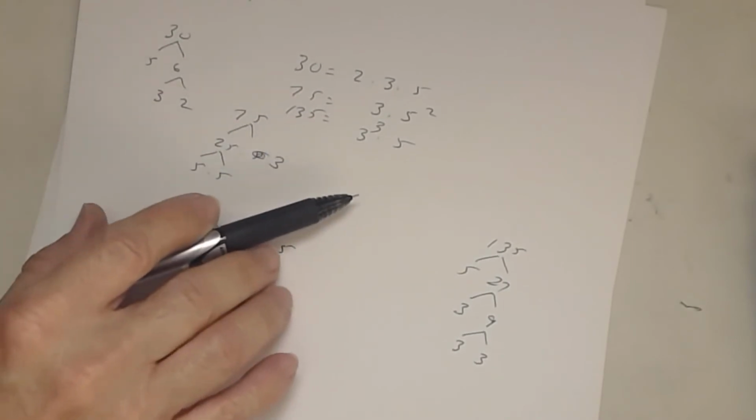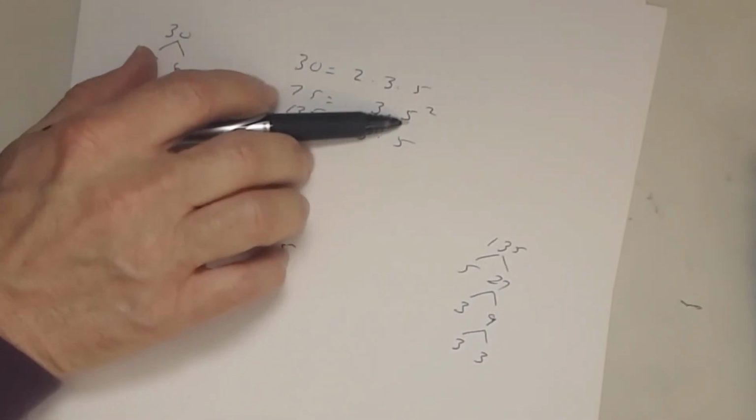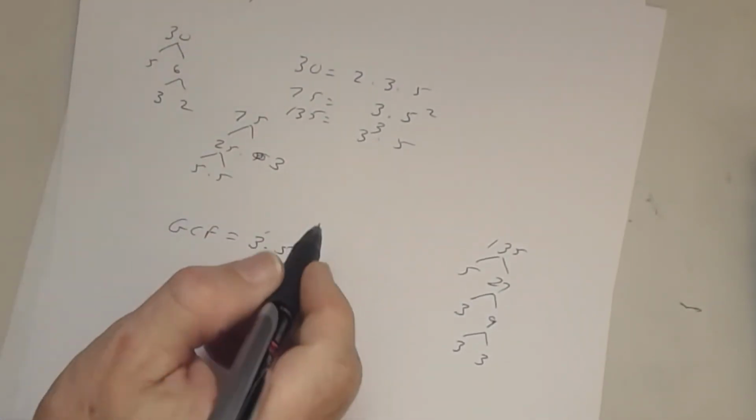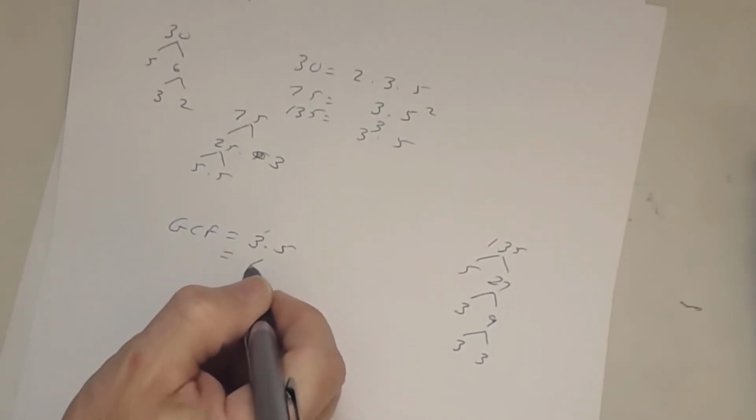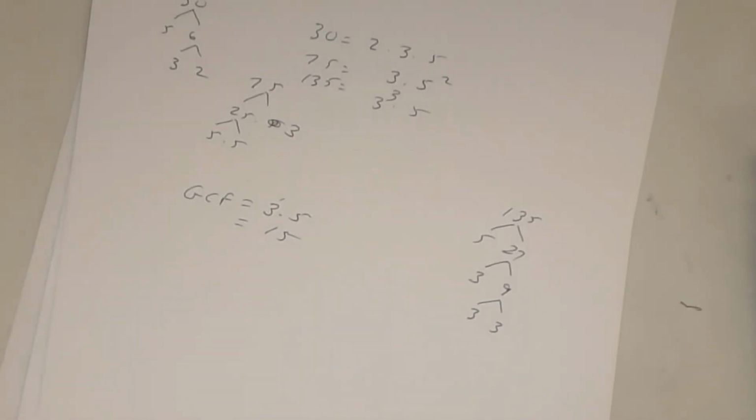So for 5, this is 5 to the first, 5 to the second, 5 to the first. How many will I need? Just 1. So it's a GCF. 15. Okay. Now you remember that the idea that exponent is going to help you with the letters now.